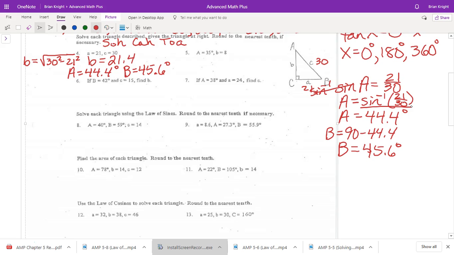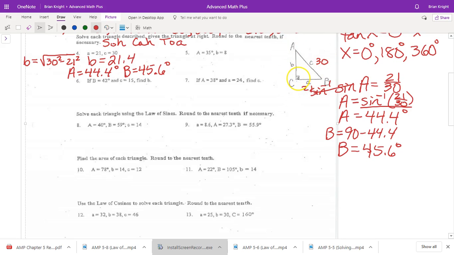You couldn't just use 90 minus 44.4? Like that? Oh, my bad. I was looking up topics for trig stuff. How many 90 degrees are there in a triangle?